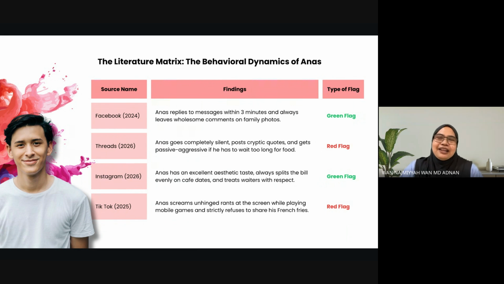And lastly, you check on TikTok. You identify that in the videos of Anas on TikTok, he screamed, unhinged. It's like he's ranting at the screen while playing mobile games live, for example, and strictly refuses to share his French fries, for example. So this is another type of red flag. So the literature matrix for the behavioral dynamics of Anas can look something like this.